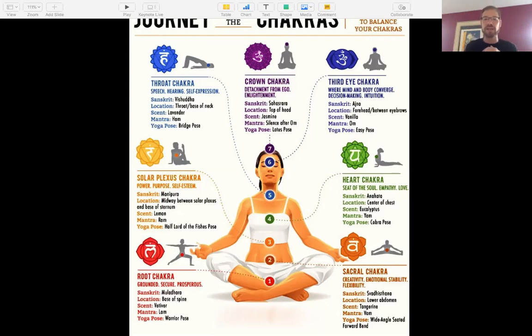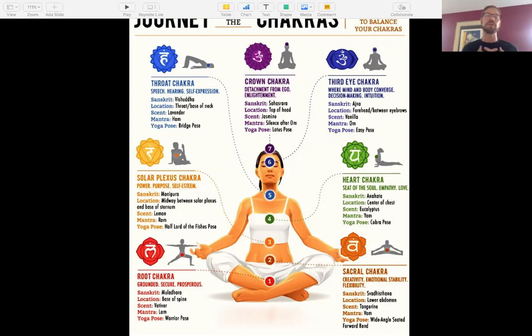And this one has the sound of vom. Excuse me, vom with a V, not yum. Vom with a V. And then you move up into the solar plexus. This one traditionally or classically is considered to be a yellow color. And the sound that's associated with this is going to be rum with an R, rum.